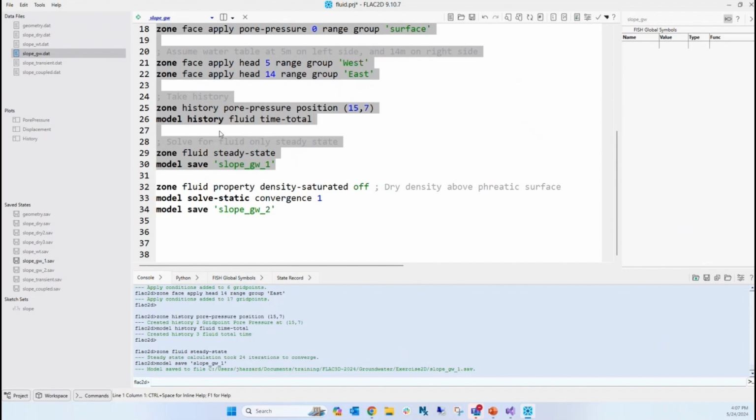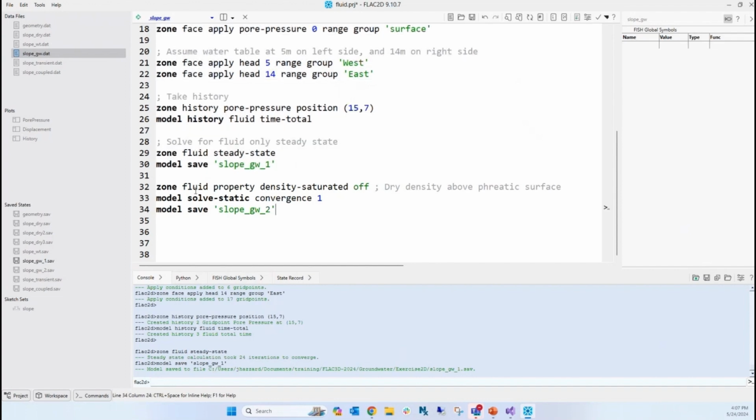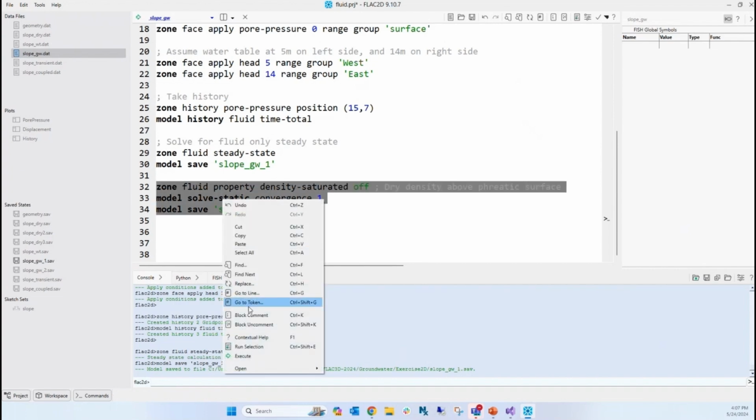So up here I said zone fluid steady state. To solve for the mechanical part, I say model solve static. It assumes that I mean just the mechanical. Solve static means mechanical only. I can use this convergence 1 as the solve criteria, and then I can save it. So let's do this.